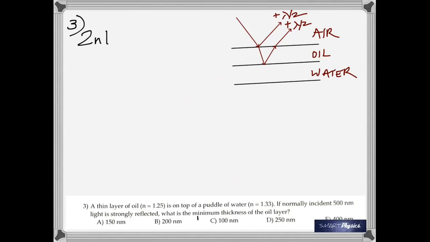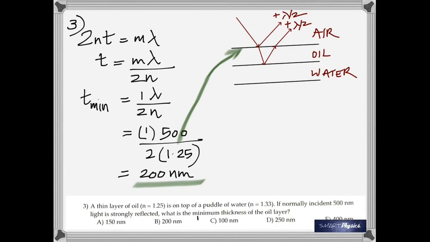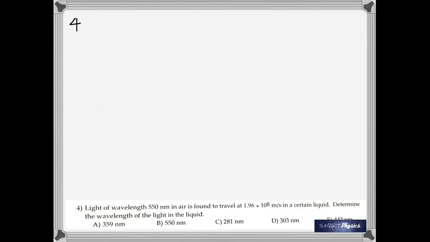So actually it cancels out. So when we go for the condition for brightness, it remains as m lambda. And from there you calculate the thickness. Once again, if it says minimum thickness, then m is 1. And when you substitute, you get 200 nanometers as the thickness of the oil film. That brings us to number 4.